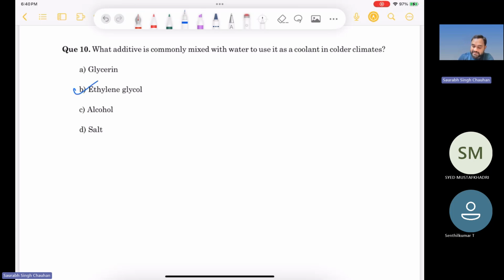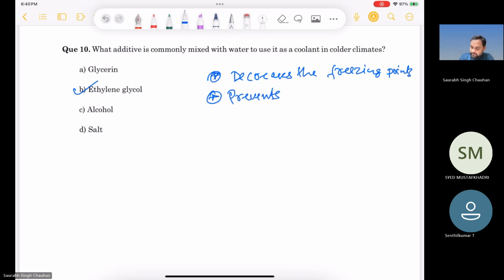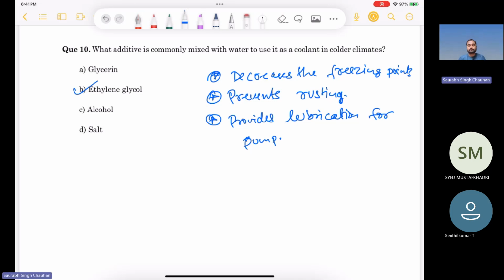So what are those advantages? It decreases the freezing point. It prevents rusting, and it can also provide lubrication for the pump, right? Okay, clear. Now can we move to the next question?